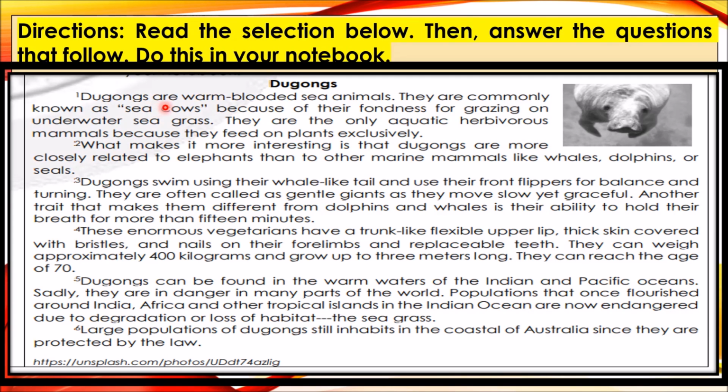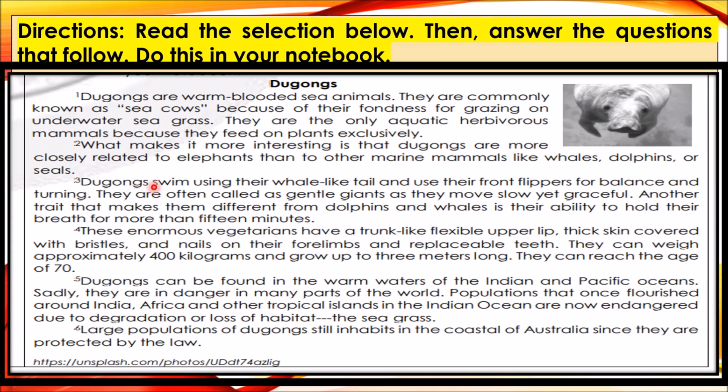Dugongs are warm-blooded sea animals. They are commonly known as sea cows because of their fondness for grazing on the underwater sea grass. They are the only aquatic herbivorous mammals because they feed on plants exclusively. What makes it more interesting is that dugongs are more closely related to elephants than to other marine mammals like whales, dolphins, or seals.